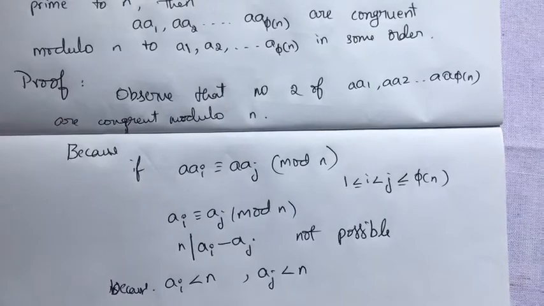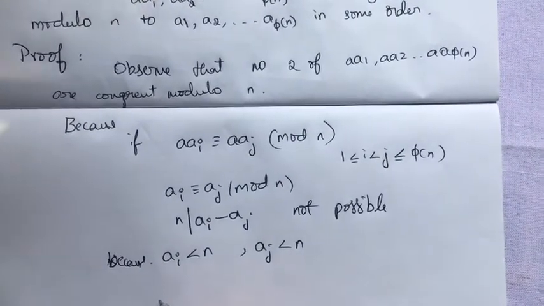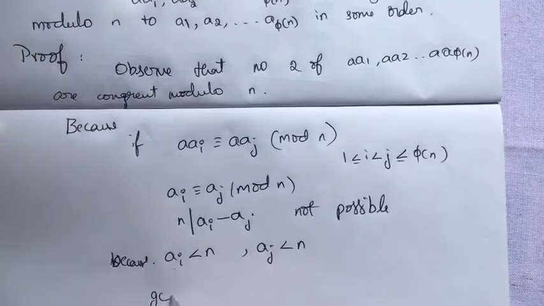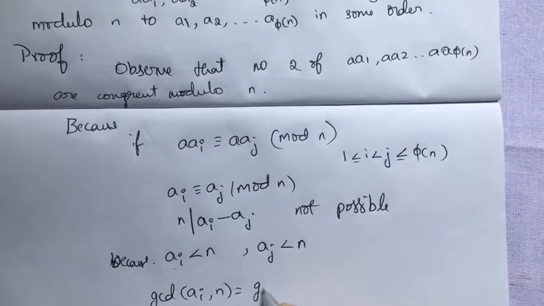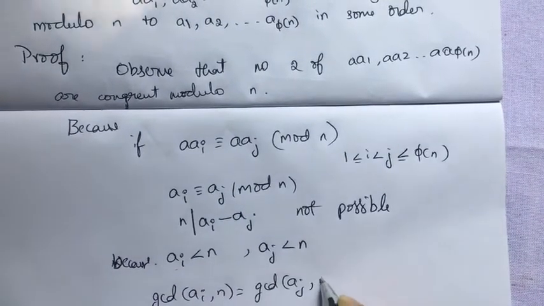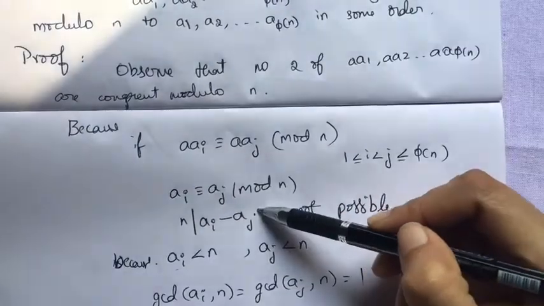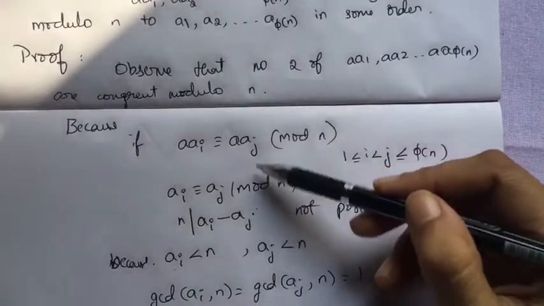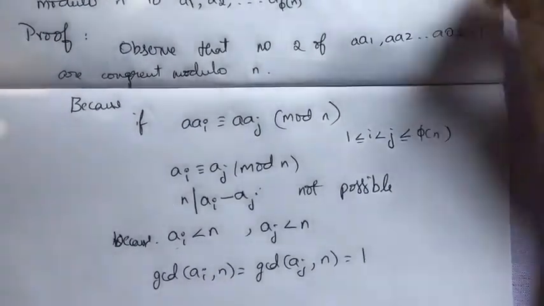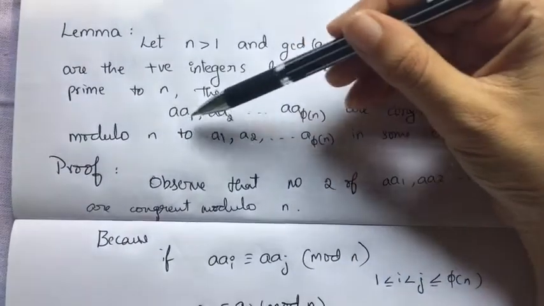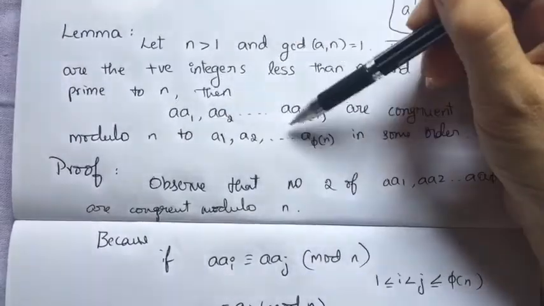Therefore, I can directly write that GCD of ai comma n is 1, which is the same as GCD of aj comma n equal to 1. So because of this condition, this is not possible. Therefore, they cannot be congruent. Okay, so one thing is over. These numbers are such that this one is not congruent to any of these. They are not congruent to each other.